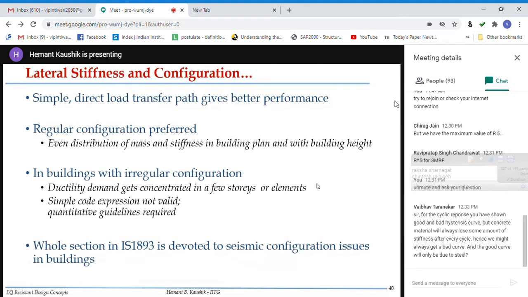A regular configuration is always preferred because an even distribution of mass and stiffness in plan as well as along the height is desirable. In buildings with irregular configuration, the ductility demand gets concentrated in a few stories. If you remember yesterday's presentation, for the open ground story buildings, the ductility demand was maximum in the ground floor. So that is the problem. Simple code expressions are not valid; we have to actually develop guidelines for that. A whole section of IS 1893 is devoted to this, and I recommend you go to this section in IS 1893 that discusses seismic configuration issues.